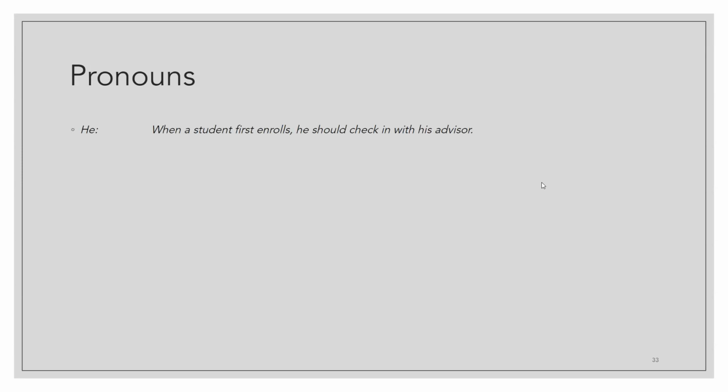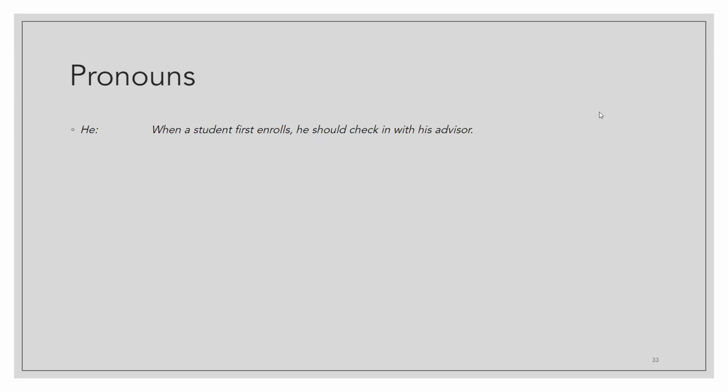Okay, so this comes into consideration when we think about how we're going to write when we have a noun that is ambiguous. In this case, I am referring to a student, and I'm referring to a student in general. It may be a male student, it may be a female student. I'm just talking about a student in general. The traditional way has been to default to the masculine, and we treat a student as male, and we use the pronouns he or his. When a student first enrolls, he should check in with his advisor.